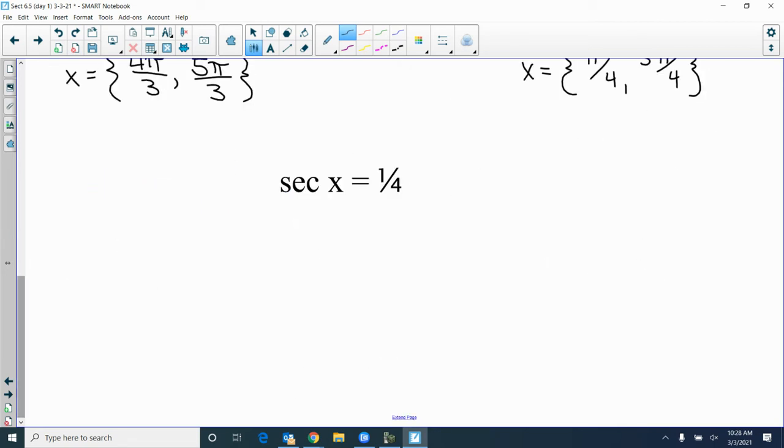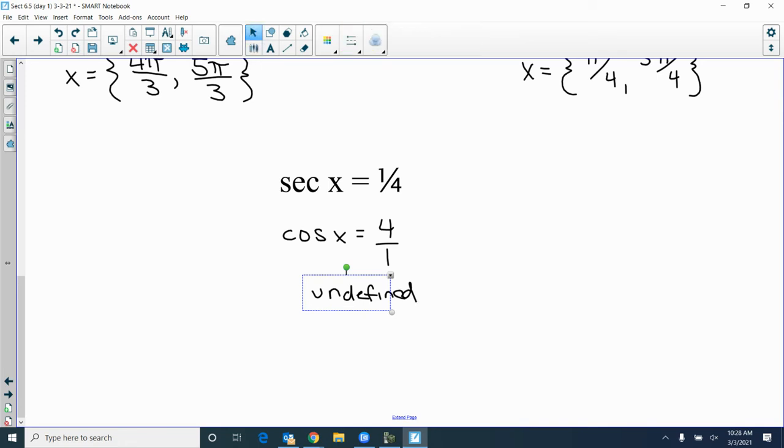And then you got that third one there, secant of x equals 1/4. Don't think about secant of x, think about cosine of x equals 4 or 4 over 1. All right, you're either gonna get stuck here for a while or you know the answer right away. No solutions, undefined, because you cannot take the cosine of any angle and get a value outside of -1 to 1. Okay, undefined, no solution for that one.